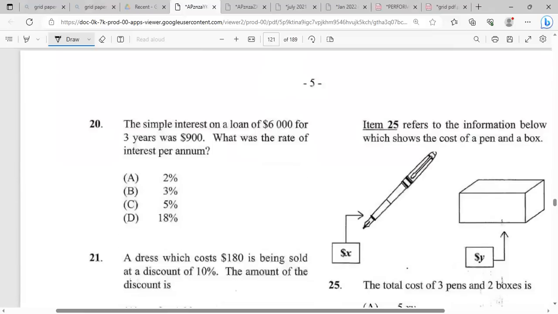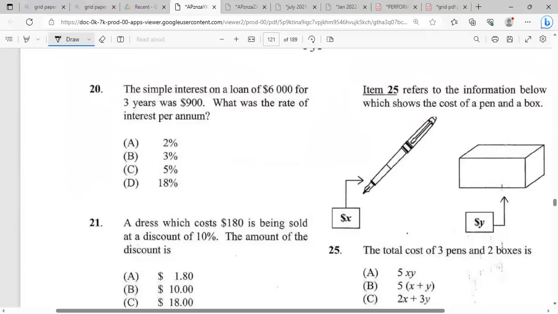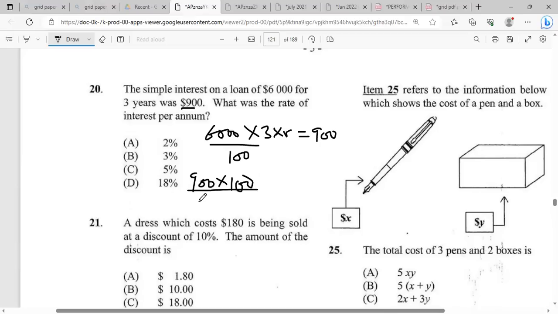The simple interest on a loan of 6,000 for 3 years was 900. What is the rate of interest per annum? So simple interest works out to 900. 3 years, we don't know the rate, so we're going to use R to represent the rate, but we know it must work out to 900. We also know that since it's percentage, it's going to be out of 100. And we transpose, so it's going to be 900 times 100, and we divide by 6,000 times 3.